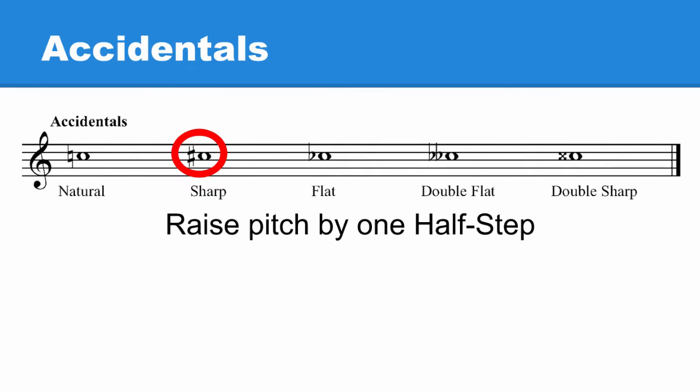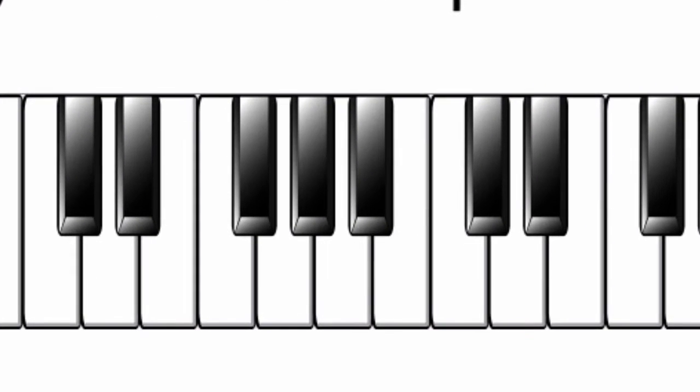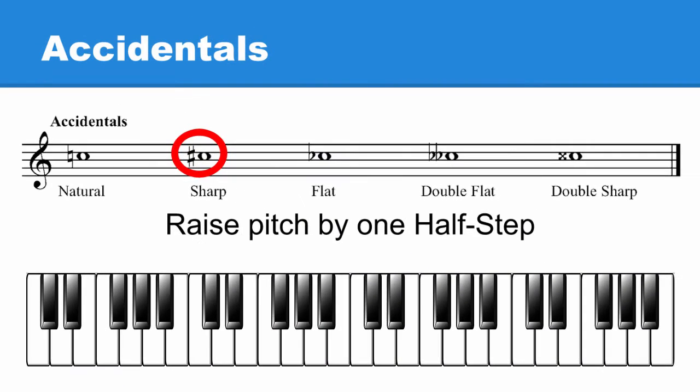A sharp raises the pitch by 1/2 step. What's a half step, you ask? If you take a look at the piano keyboard, let's take a look at this C. A half step is the next key up or down from the note. So if we were on this C and we wanted to go 1/2 step up, this would be the next note. If I were on C and we wanted to go 1/2 step down, this would be the next note. So we have a C, and what we are looking at here is a C sharp. So if we go to the C natural and we raise that by 1/2 step, C sharp.